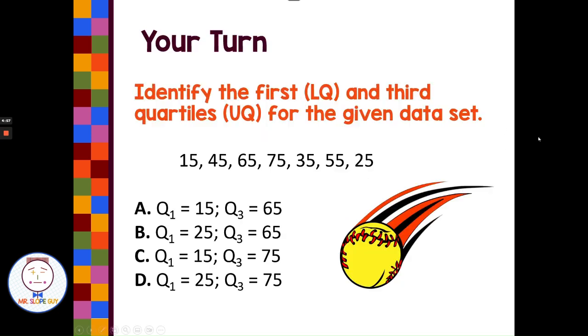Let's try a couple other questions. You pause the video here, identify the LQ, which is the first quartile, and the UQ, which is the third quartile of the given data set. All right, welcome back. So you probably need to put these in order from least to greatest. And when we put these in order from least to greatest, we get a lower quartile or quartile 1 of 25, and our upper quartile or quartile 3 of 65.